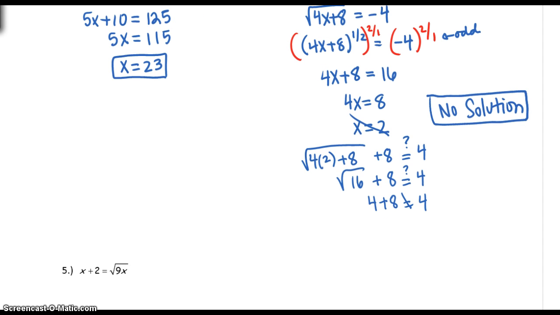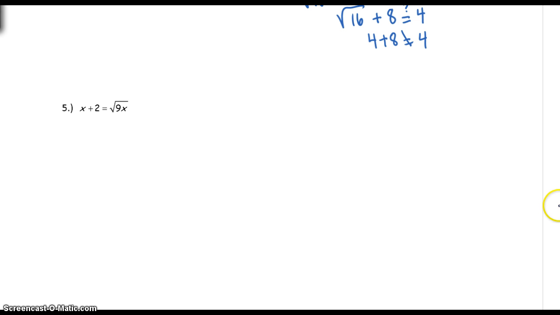All right, let's move down to number 5. Last one here. This one's kind of weird. We already have the radical isolated. So if it's square root, I can square both sides. Now, some of you like to do some real crazy stuff with this, but just remember that this is x plus 2 times x plus 2. And this square will undo this square root right here, so we'll have 9x.